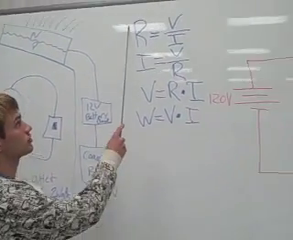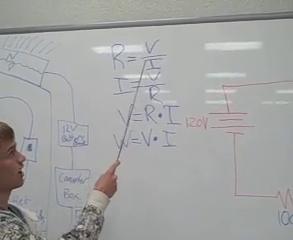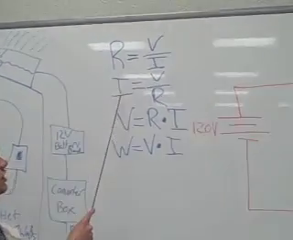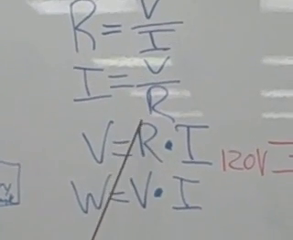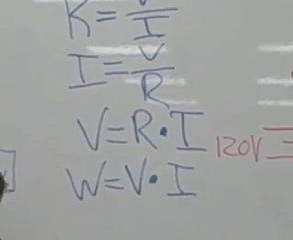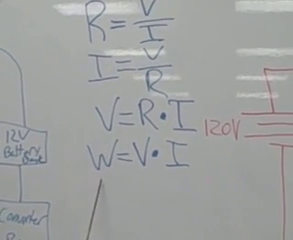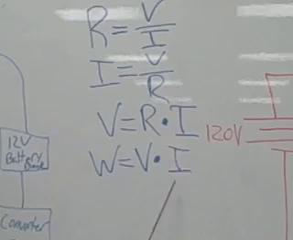Now, here's your properties of Ohm's law. This says resistance is equal to your voltage divided by your current. Your current is equal to your voltage divided by your resistance, and your voltage is equal to your resistance times current. Also, we have how you can find your wattage or your power down here. That says that watts is equal to your voltage times your current.